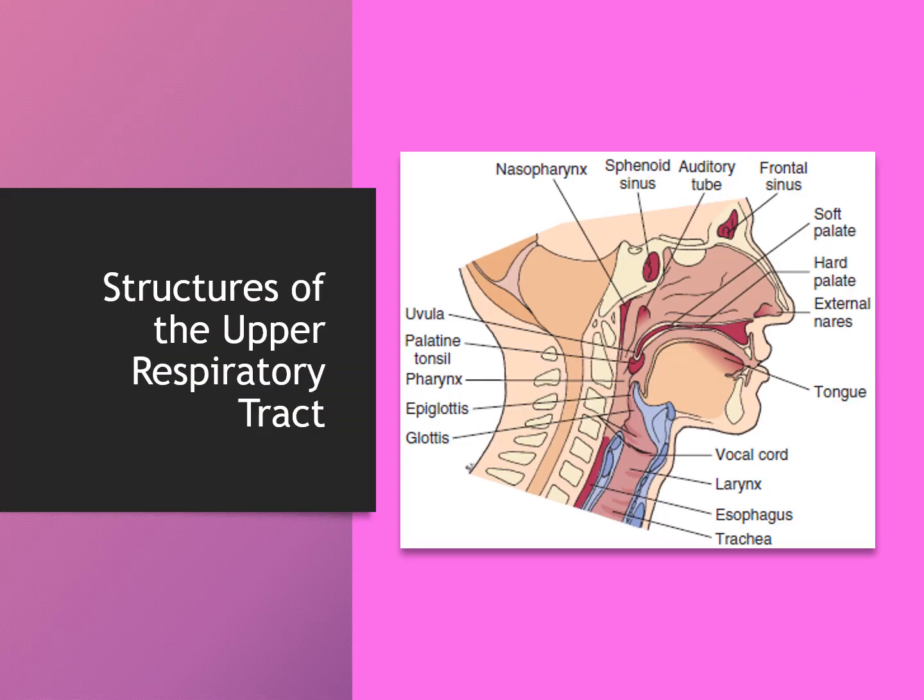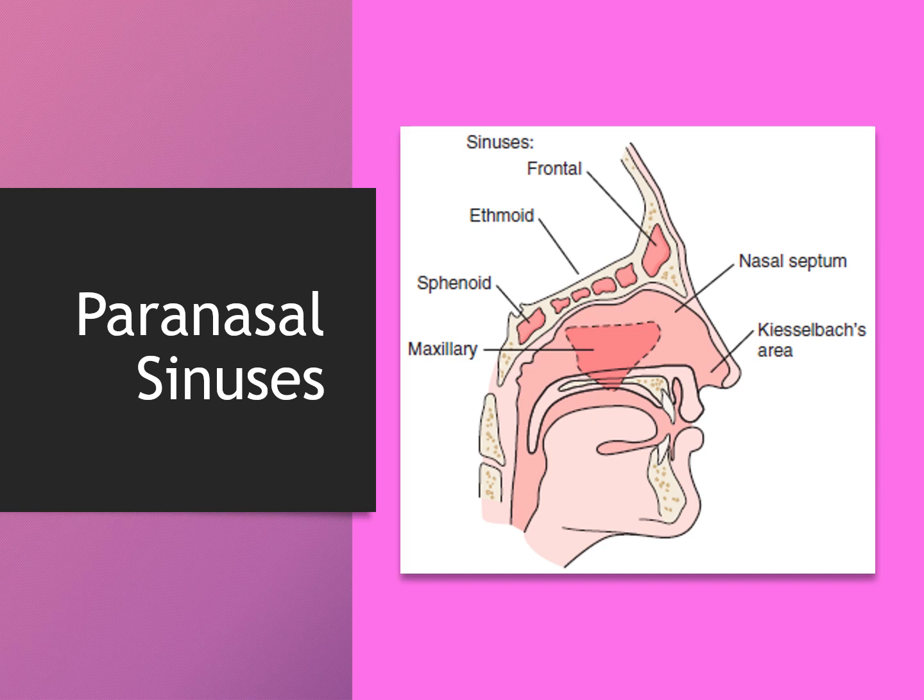And we can see this picture of the structures of the upper respiratory tract on page 257, as well as this picture of the paranasal sinuses on page 257. And again, a lot of this should just be a quick review from structure and function.